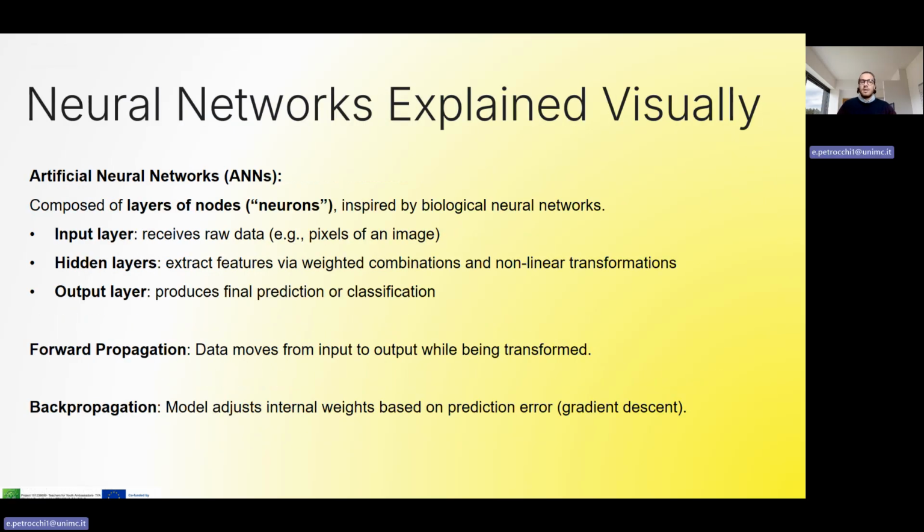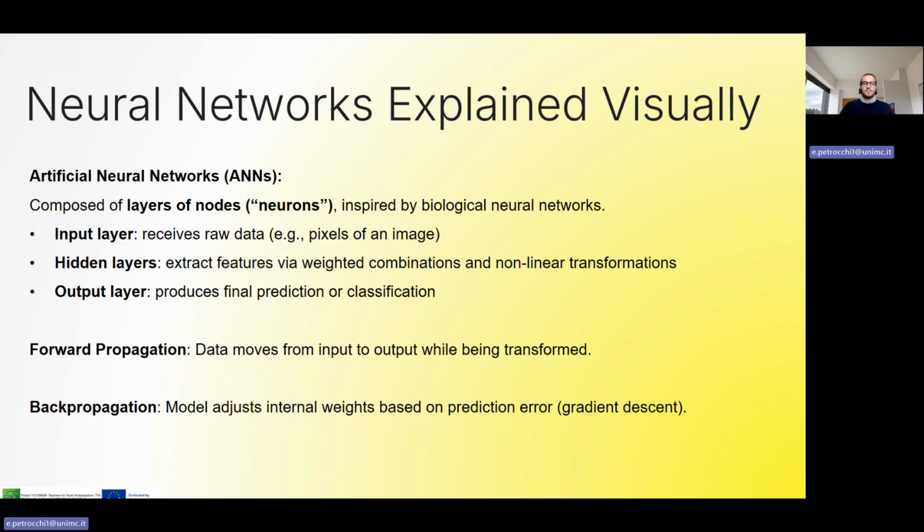Neural networks are, as I said, the structure exploited by deep learning models. They are composed of layers of nodes that are called neurons because artificial neural networks are inspired by biological neural networks, and so there is this similarity in terms. But the artificial ones are built on this structure.